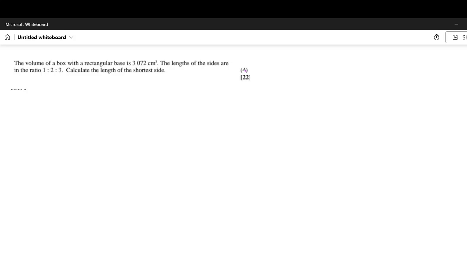In this video, we are going to be doing an optimization question for 4 marks. The question states that the volume of a box with a rectangular base is 3072 cubic centimeters. The lengths of the 3 sides are in the ratio of 1:2:3. Calculate the length of the shortest side.